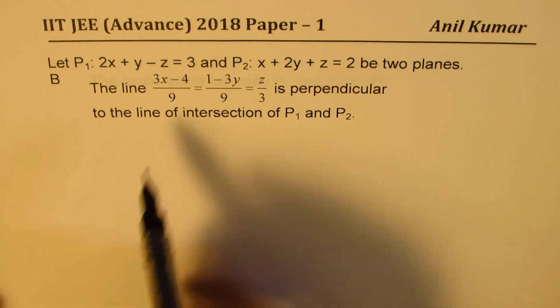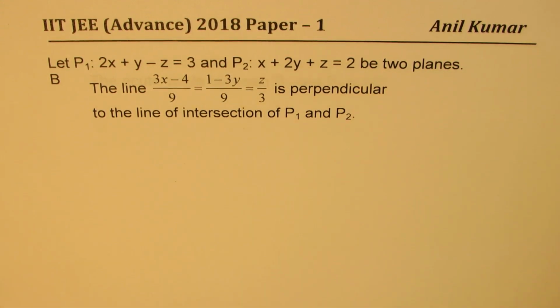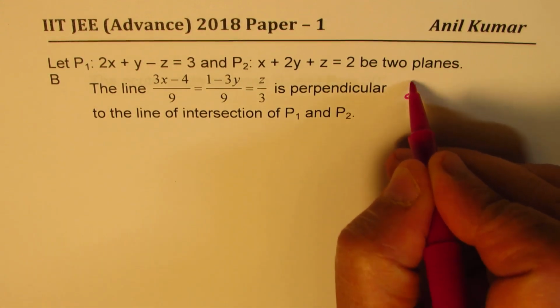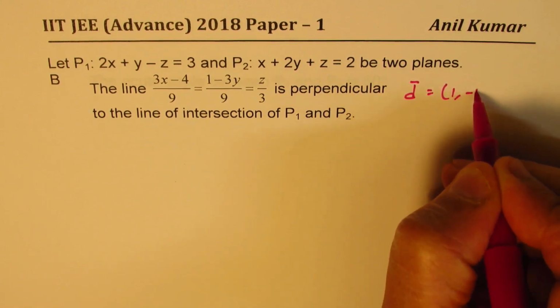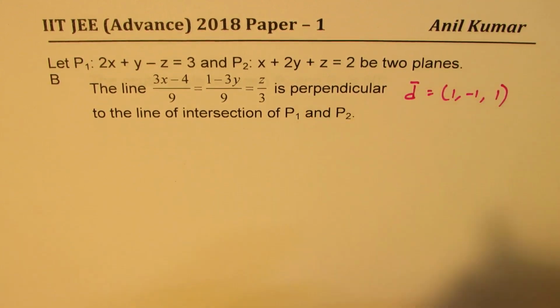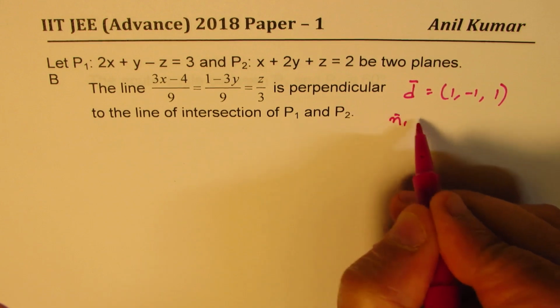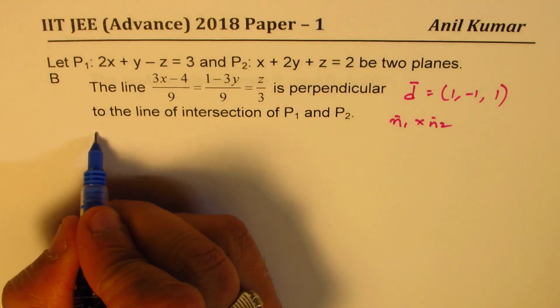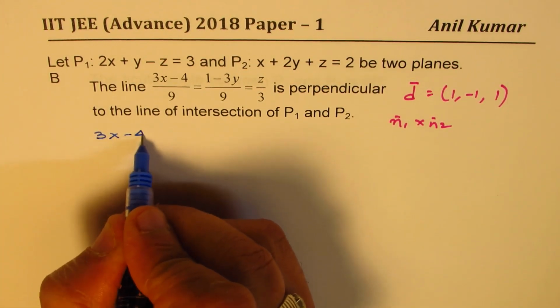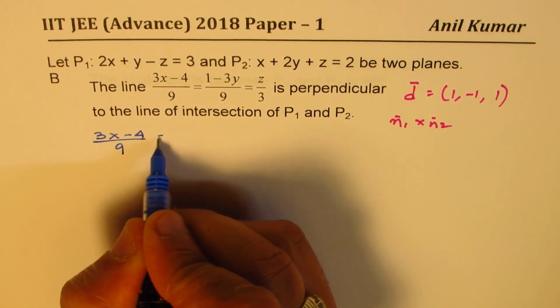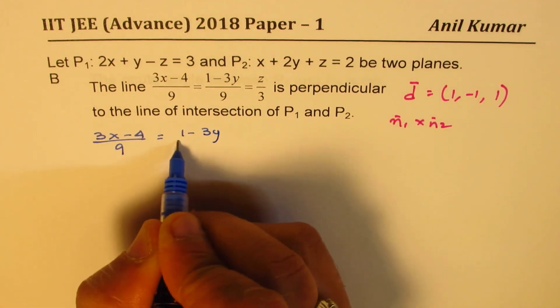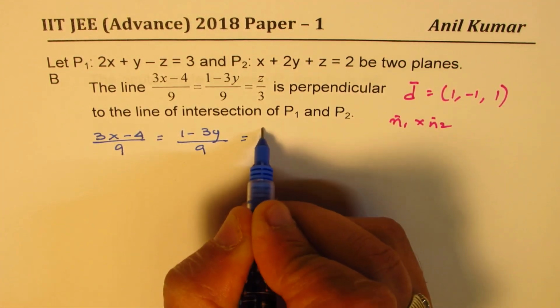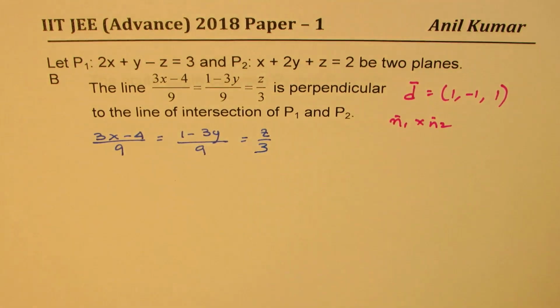So here we are given a line. Let me write down the direction vector here before we forget. Direction vector is 1, minus 1, 1, correct? So that is what we got when we did n1 cross n2. Okay. Now here we have a line which is (3x minus 4) over 9 equals (1 minus 3y) over 9 equals z over 3. How do you get the direction of this line?